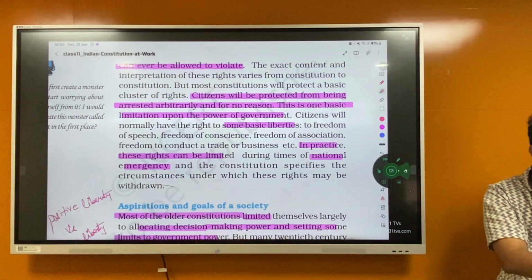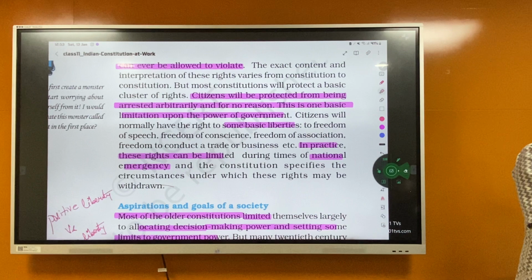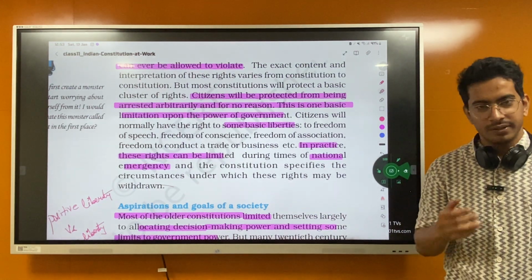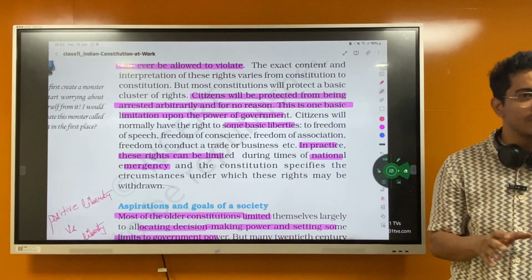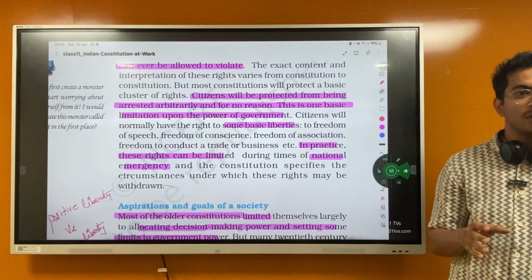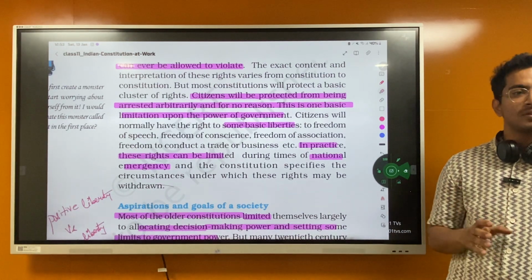So here, the Constitution has given us some fundamental rights. Right to sleep is also a fundamental right. Nobody should disturb you if you're sleeping. Right to eat is also a fundamental right. You are supposed to get healthy food. But there are some limitations too.